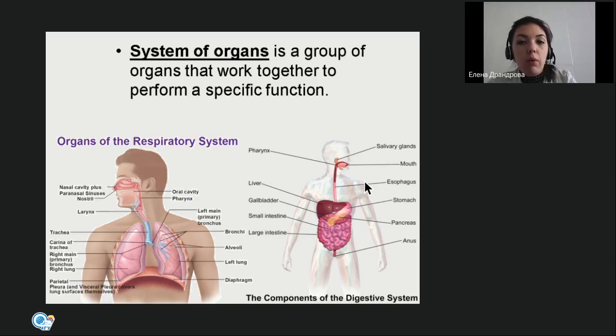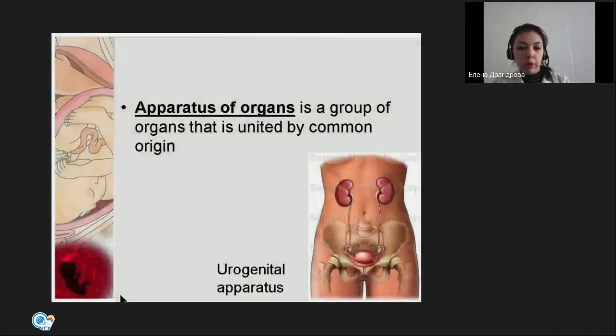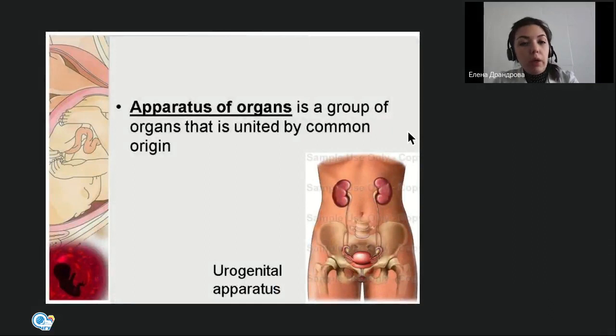Digestive system: oral cavity, salivary glands, esophagus, stomach, and so on, they form the digestive system for the digestion, to provide our body with nutrients. The uniting factor for a system of organs is common function. Another thing is apparatus of organs. It is a group of organs that is united by common origin.